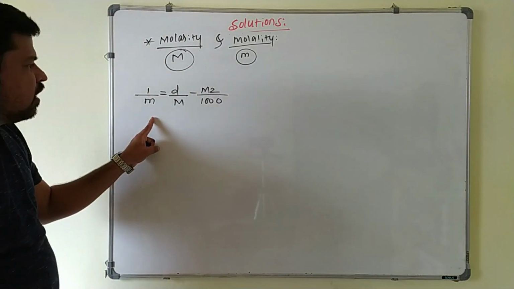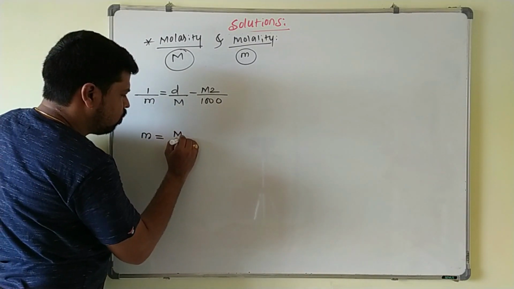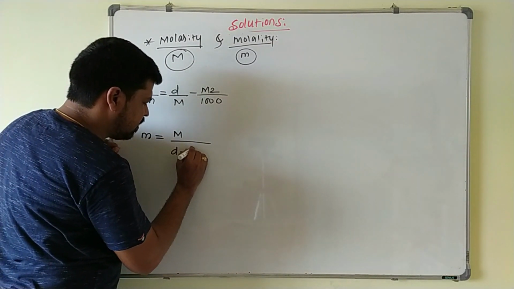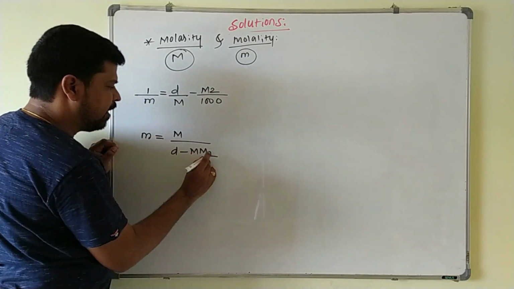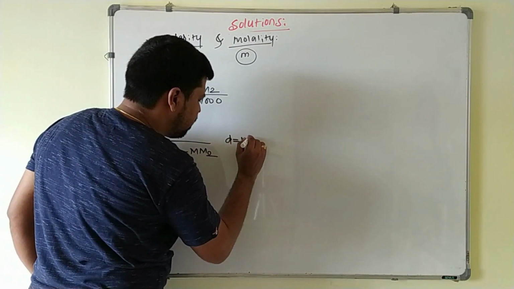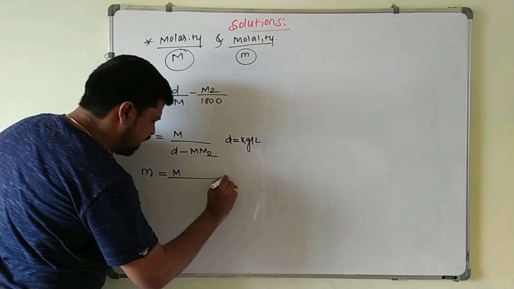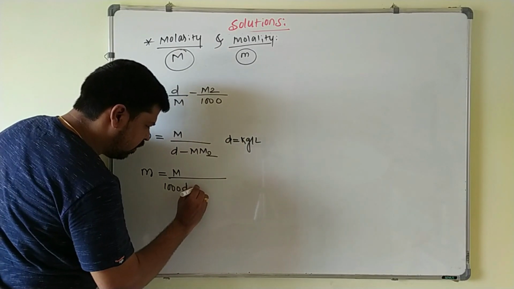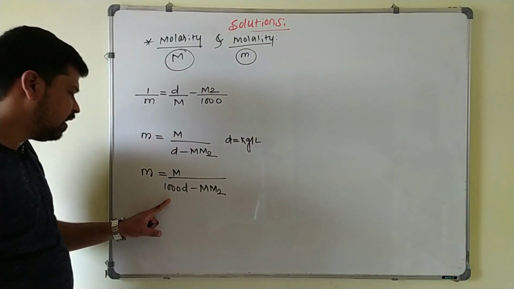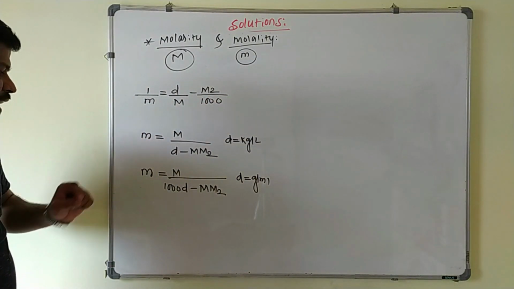This is one relation, and if you rearrange this, you will get another formula: molality is equal to molarity divided by density minus molarity into molar mass M2 here. In this case, density is expressed in kg per liter. Suppose we write molality equal to molarity divided by 1000 into density minus molarity into molar mass of the solute. If you take 1000 here, then the density will be in gram per ml. These are the three relations you have to remember.